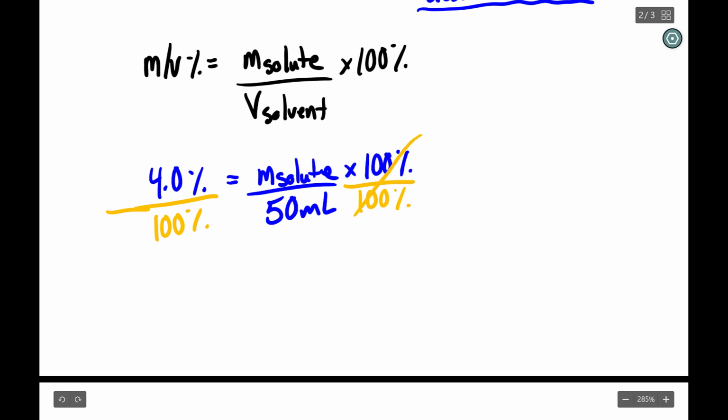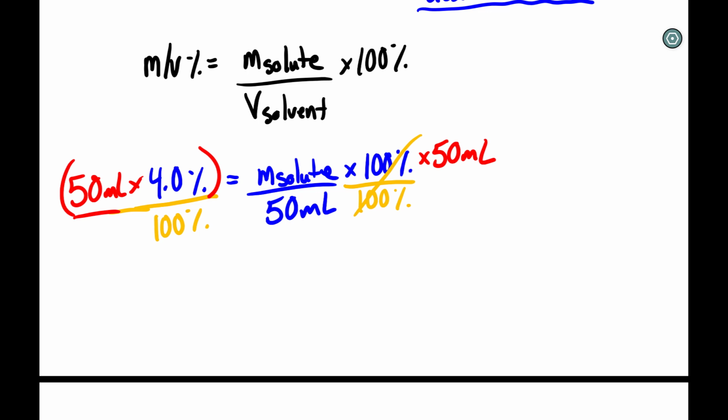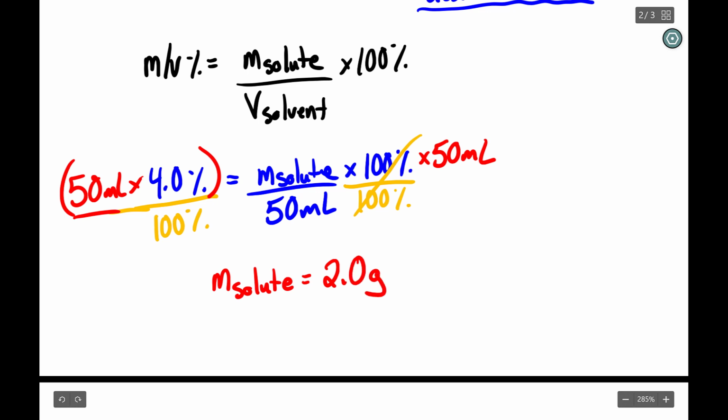That gets rid of the 100% on that side. I then have to get the 50 milliliters up to the other side. In order to do that, I'd have to multiply both sides by 50 milliliters because that's the opposite operation of division. I have to make sure that I bracket my numerator, so it calculates that first. So 50 times 0.4, and then we're dividing that by 100. And so the mass of the solute is going to equal 0.2 grams.